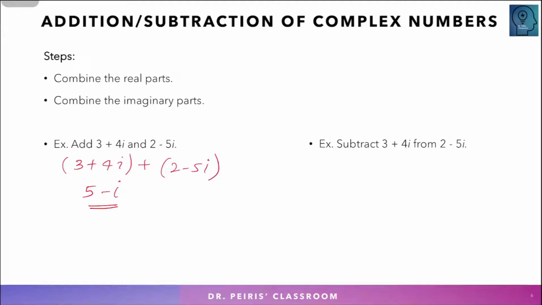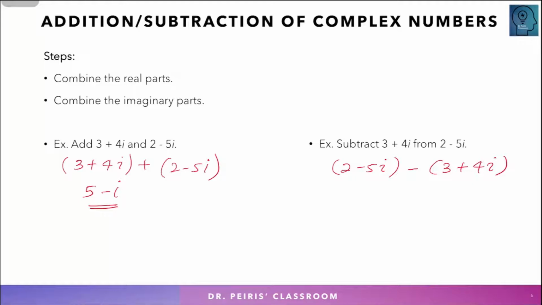The next example: subtract 3 plus 4i from 2 minus 5i. You have to be very careful with the wording of these types of questions. This says from 2 minus 5i, which means the first complex number is 2 minus 5i, and we are going to subtract 3 plus 4i from that. You have to make sure that you put parentheses around 3 plus 4i, so you don't miss any negative signs. Now before we combine the real parts and the imaginary parts, you need to distribute the negative sign in the middle.